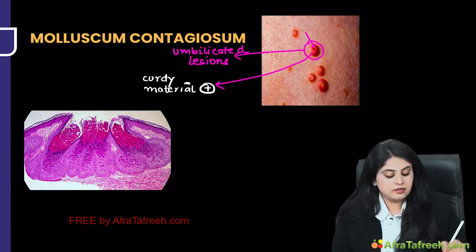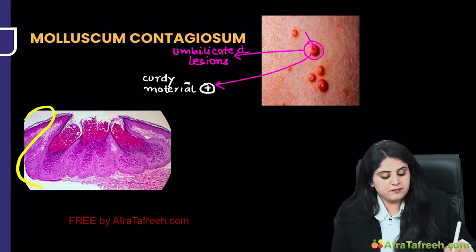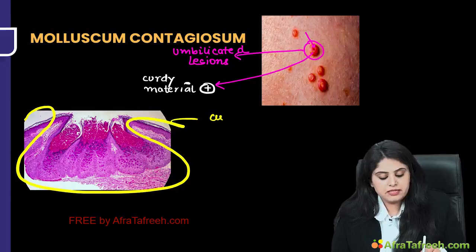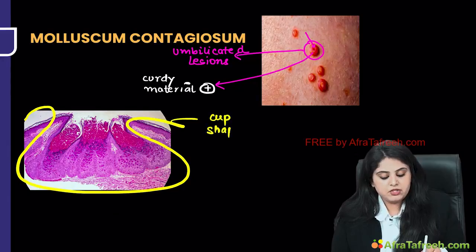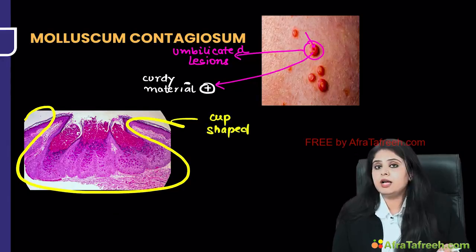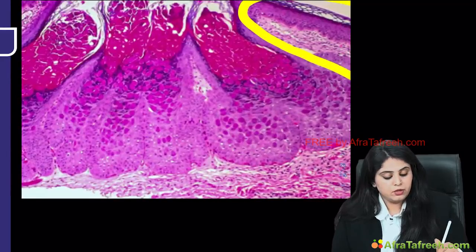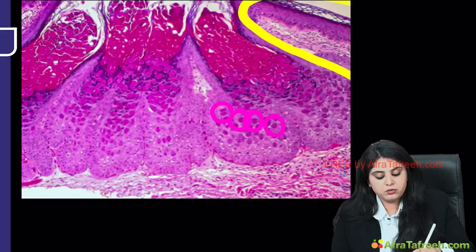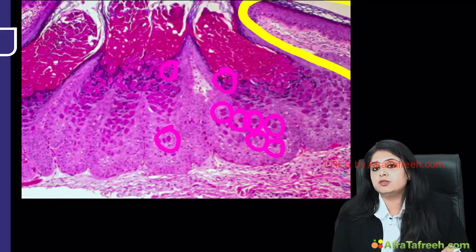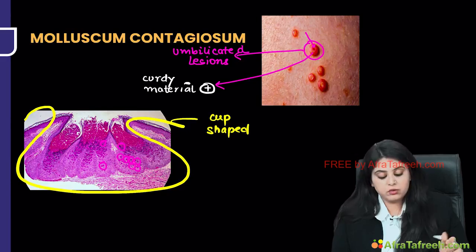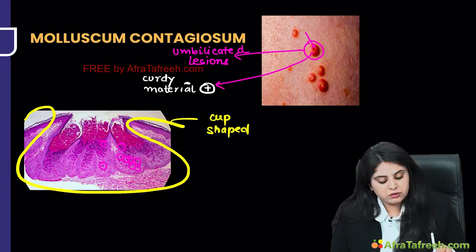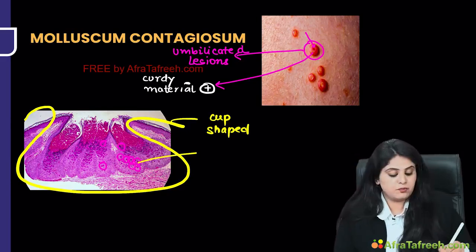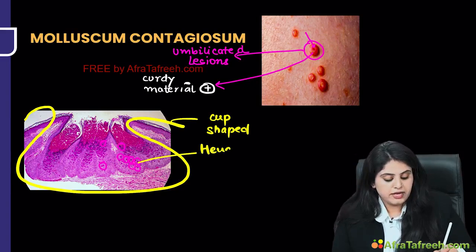How does it look under the microscope? You can very well see it is a cup-shaped lesion, and if you go deep into the cup and zoom in, you will realize that there are some round bodies. What are these? These are the famous bodies of molluscum contagiosum, and these bodies are classically known as the HP bodies. So let's know the full form. What is HP? HP stands for Henderson-Patterson bodies.